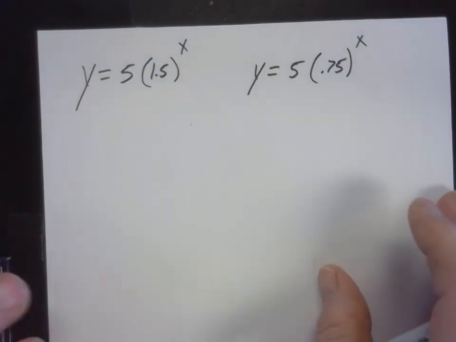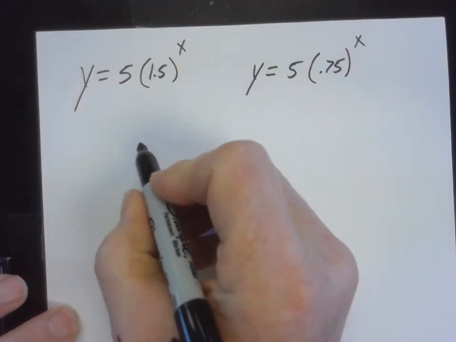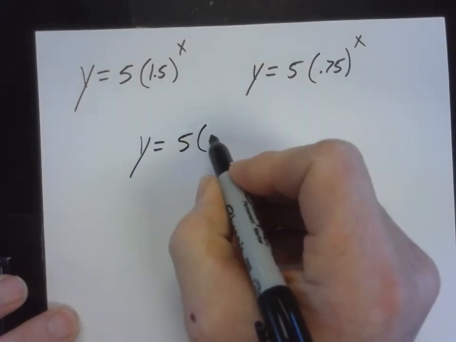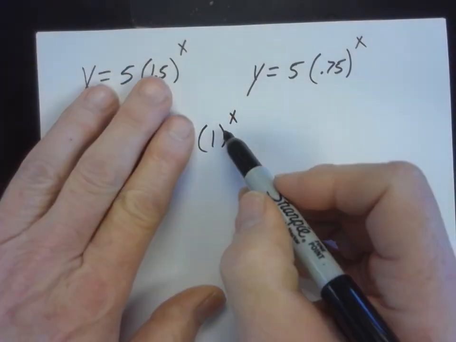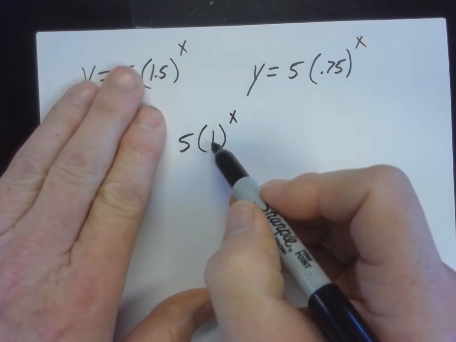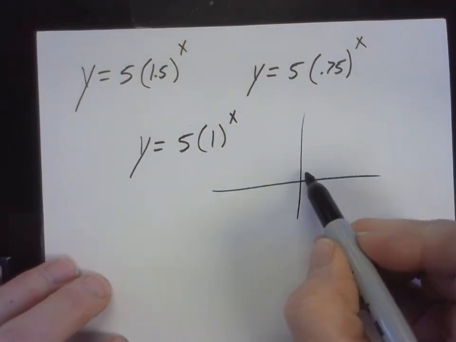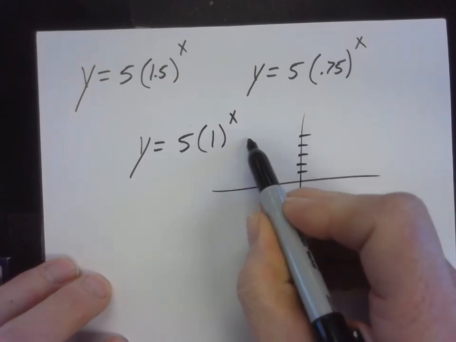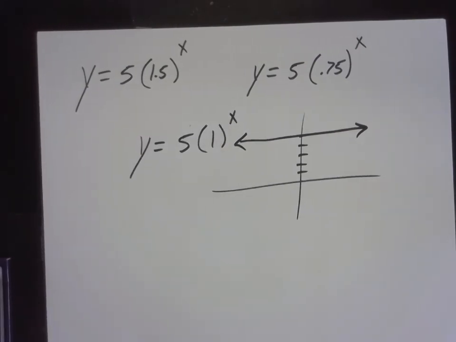But what would happen if that number were a 1? Nothing would change. What is 1 to any power? 1. 1 times 5? It's 5. It's not going to change. It's just going to stay 5, 5, 5, 5, 5. It doesn't matter what number we put in for x, nothing's going to happen.